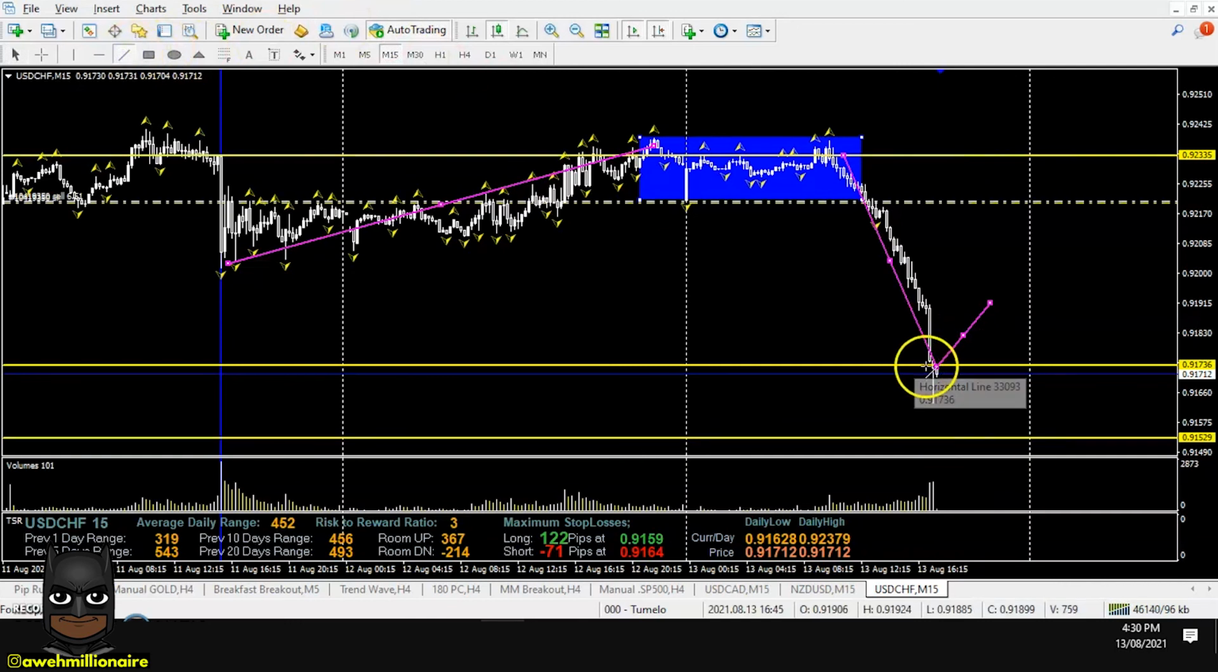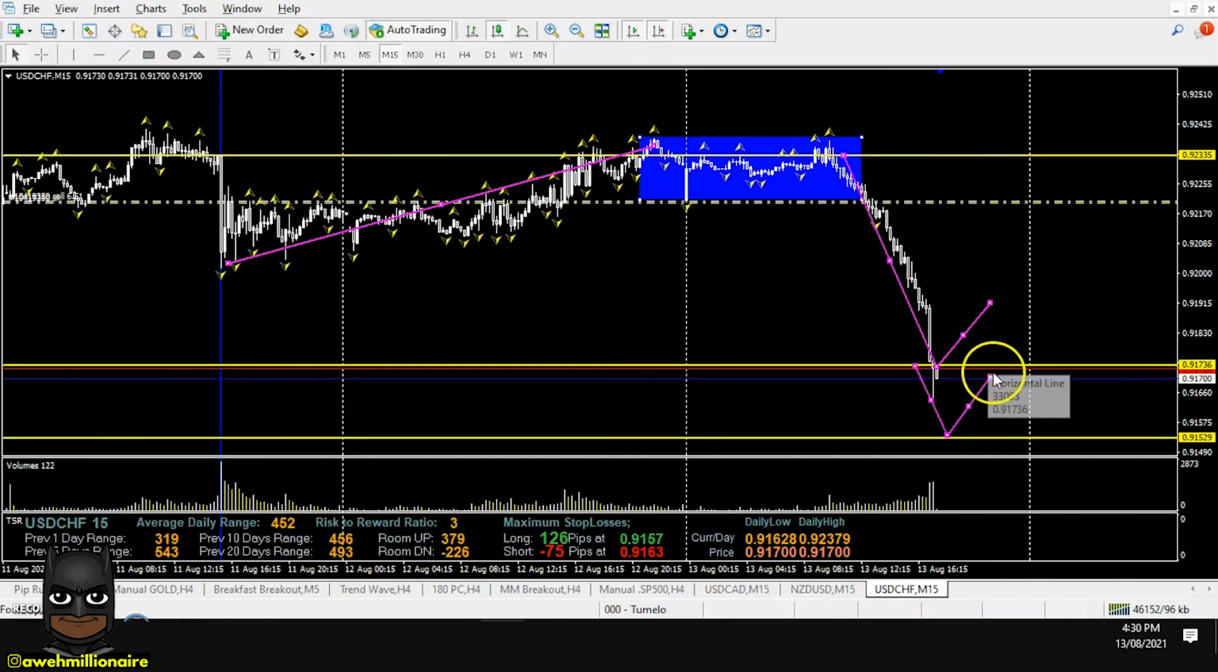Or if price continues to push down, then we can look for another potential buying opportunity here at this demand level clue that we identified earlier on. And that's how we trade like smart traders.